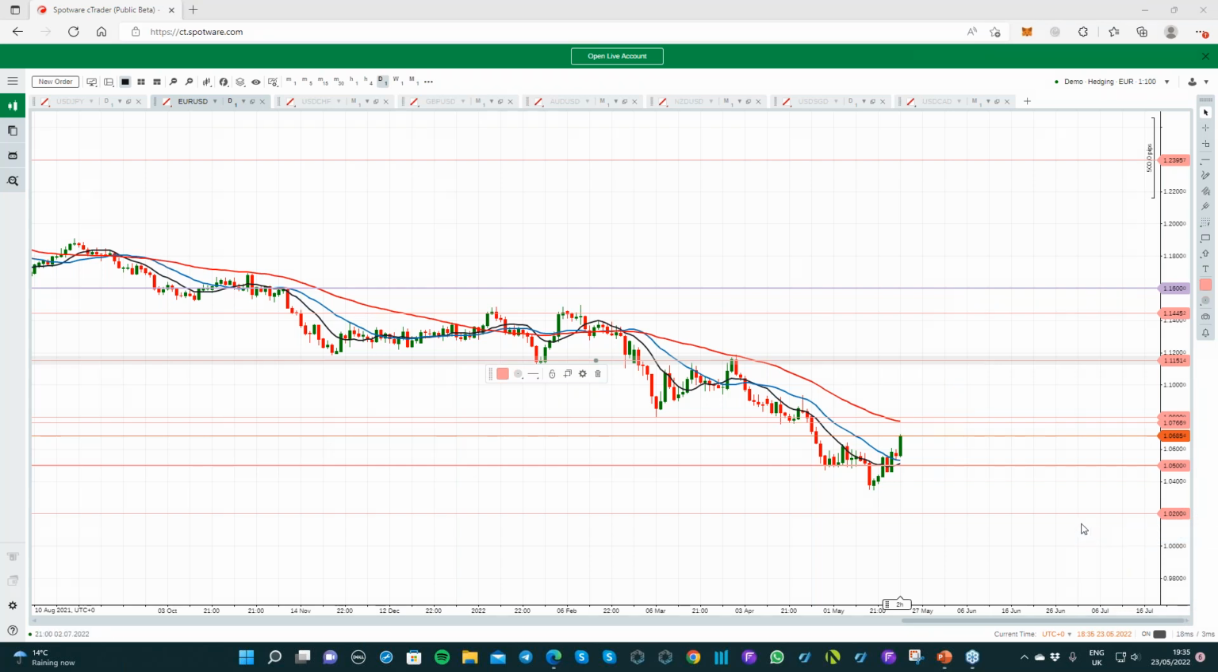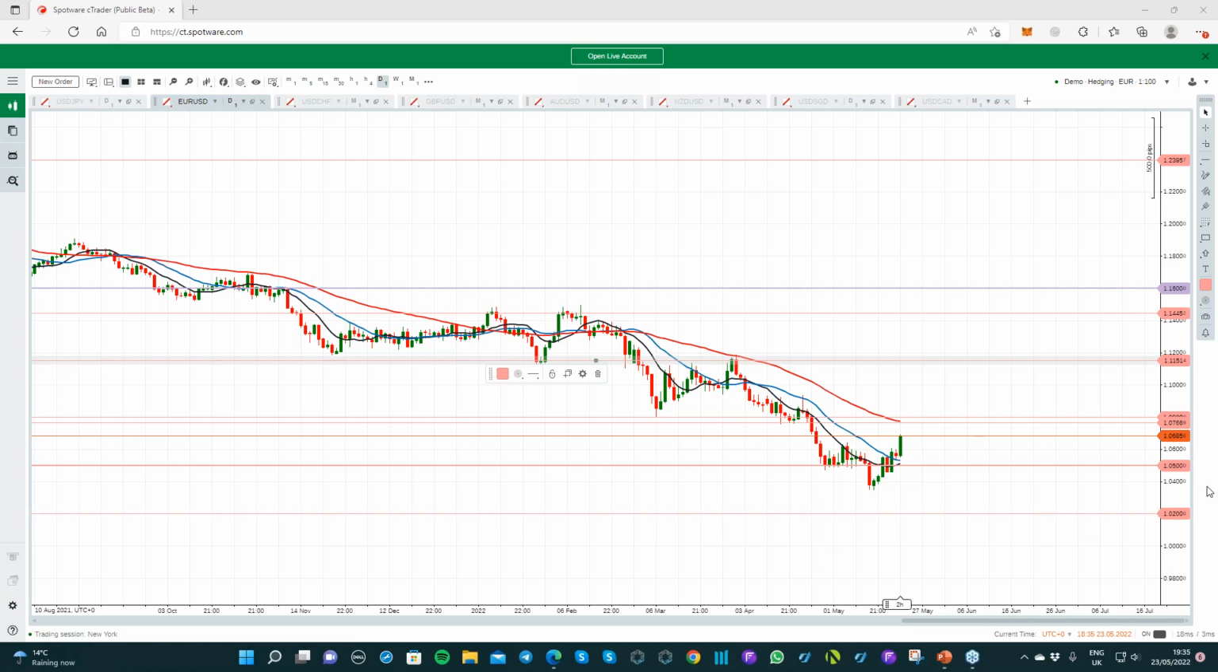Another question here: assuming price is consolidating on the daily time frame and is trending on the 15-minute time frame, is it advisable to enter the trade? In my humble opinion, no. If it's ranging on the daily time frame, that's another matter.